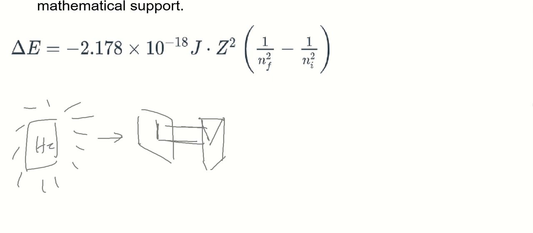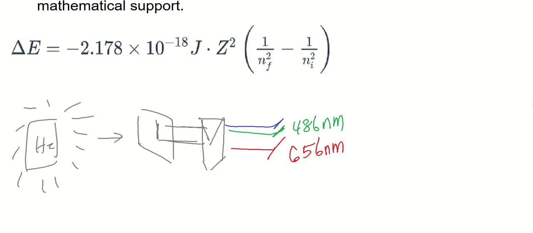Then you're going to get waves, lines. The first line is going to be 656 nanometers. Then you're going to get this green, a little more distance away, and that's going to be 486 nanometers. Then you're going to get this blue a little bit closer, at 434 nanometers, and then the purple is going to be 410. So this is unique to hydrogen.